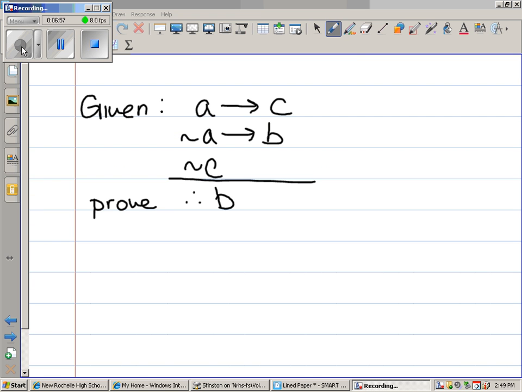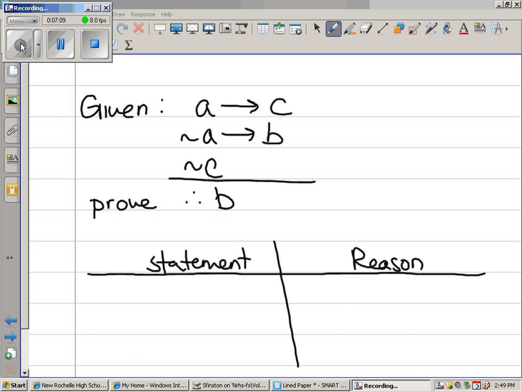So here we go. This is the final culmination of today. We're going to take all of our laws that we've used and we're going to use them to justify this weird-looking logic puzzle. First thing we're going to do is write statement and reason. Here we go. There's our statement and reason. That's where it all begins.